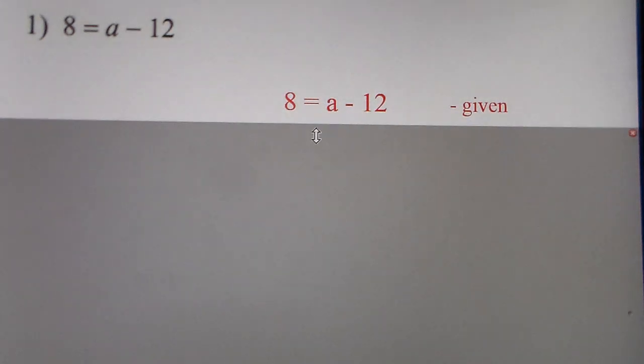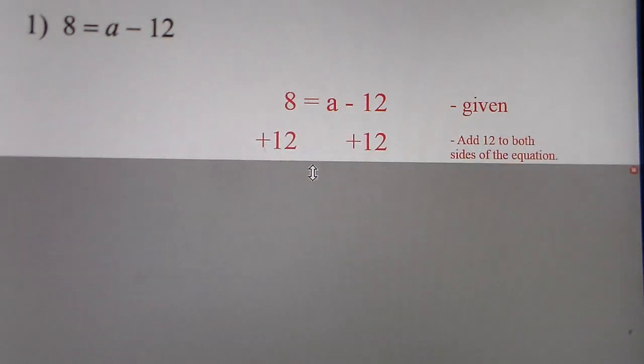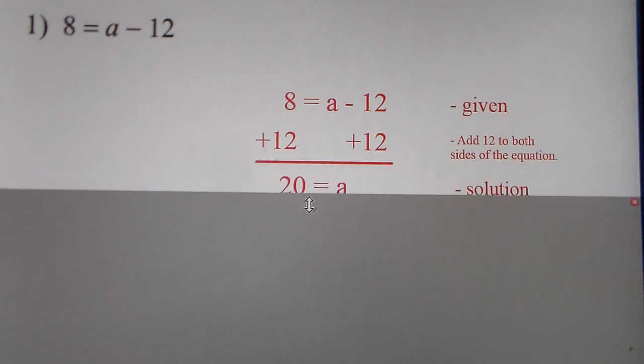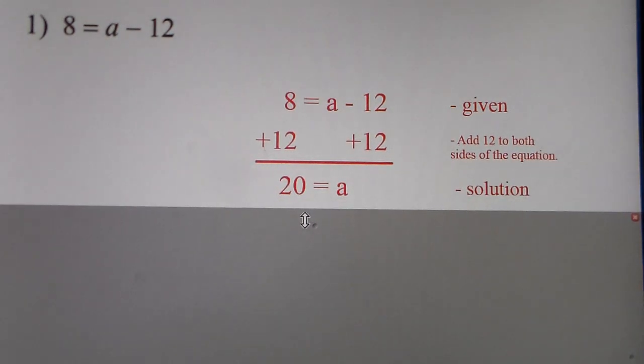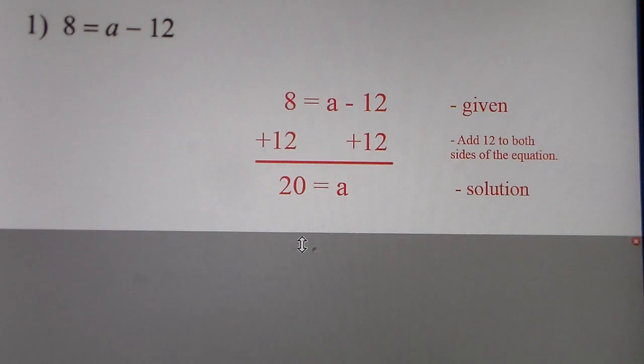So, in our first problem we have 8 equals a minus 12. Our goal is to get a all by itself. So we have to add 12 to both sides of the equal sign. This is our given: 8 equals a minus 12. We add 12 to both sides of that equal sign, and we get a solution of a equals 20, where 20 equals a. That's the answer to number 1.